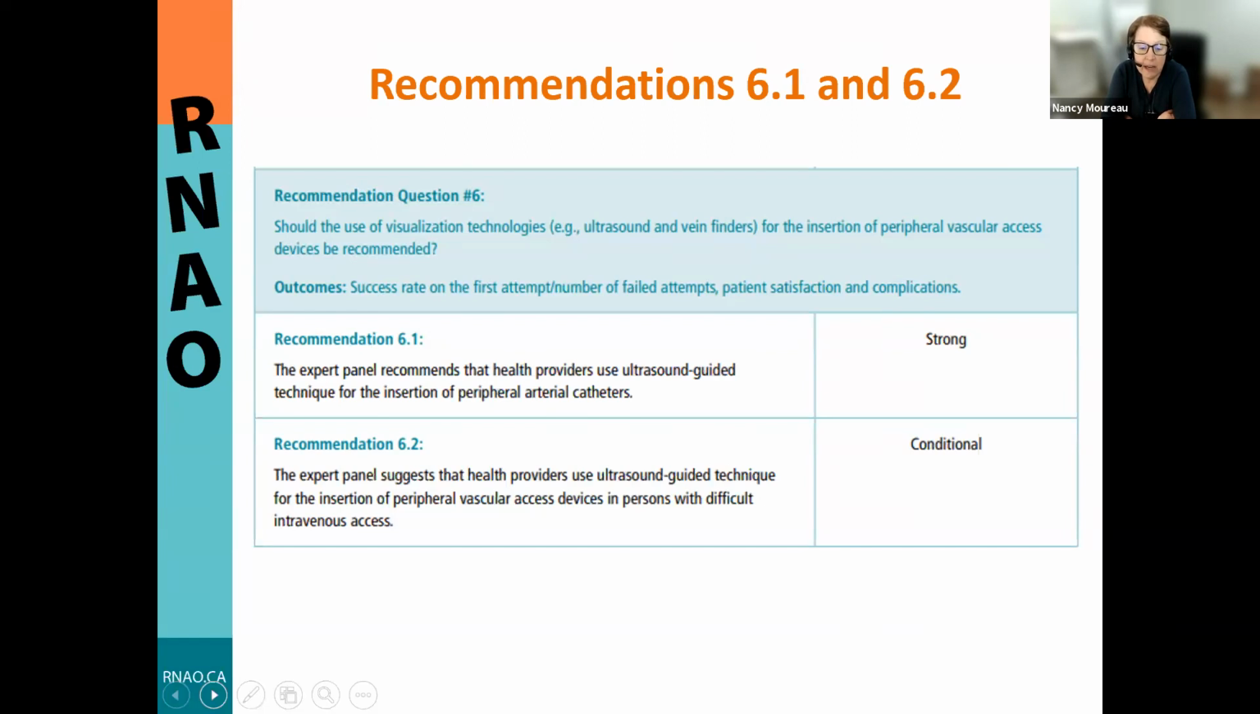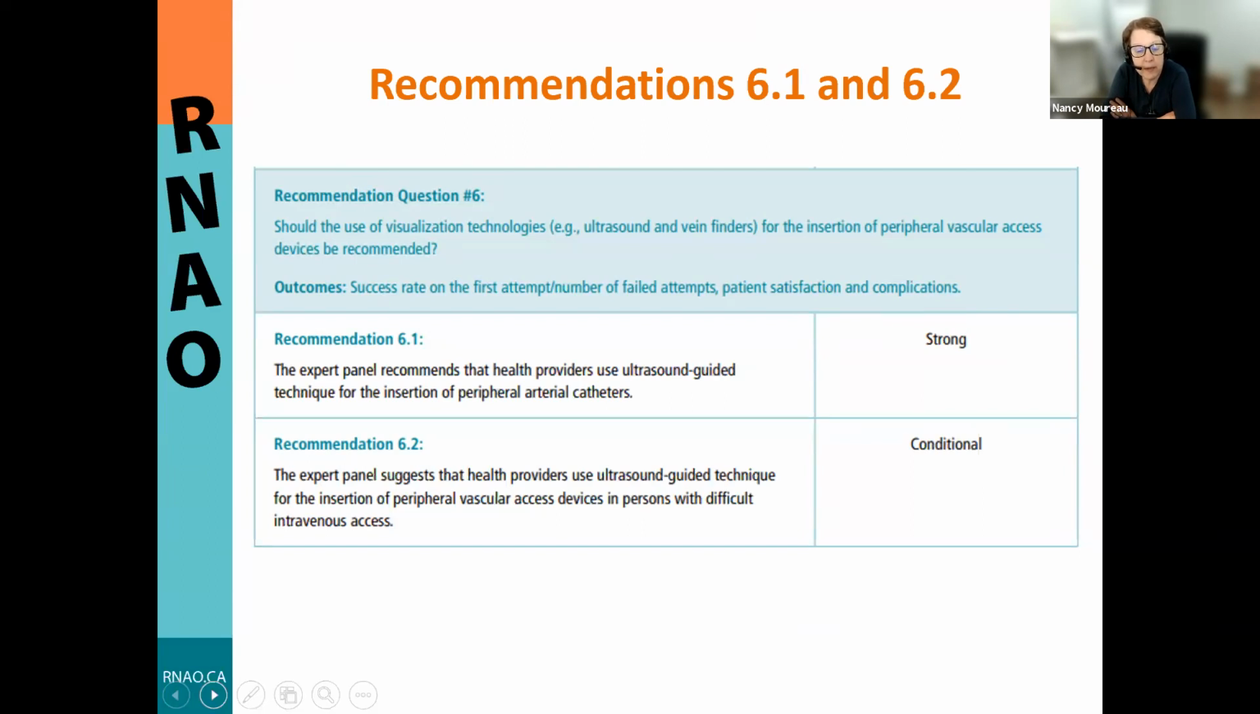A validated scale can be used to determine a person's status as a difficult intravenous access patient, or DIVA. The DIVA status should be assessed by an expert in peripheral catheter insertion or a health provider who's appropriately trained to use the validated DIVA scale, as demonstrated in the Van Loon studies. The expert panel determined that this recommendation could be conditional due to the very low certainty of the evidence in this area, as I already mentioned.